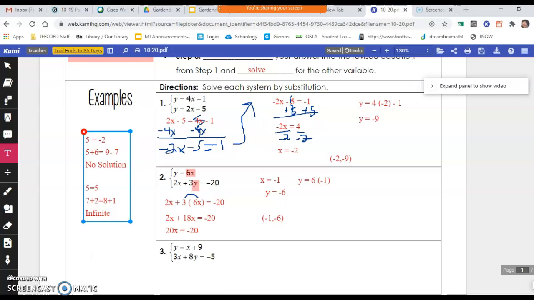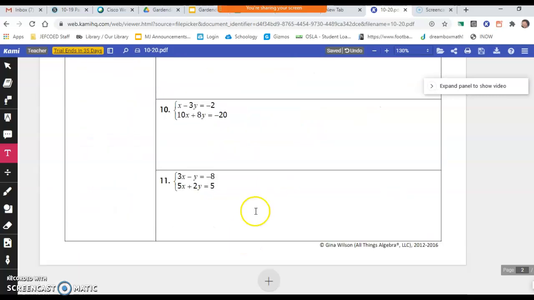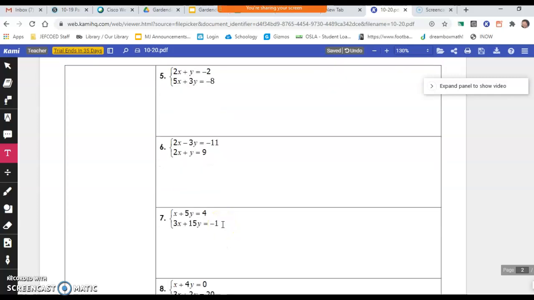Okay? Now, what you guys are going to do, you're going to complete 1 through 11. I want you guys to circle numbers. I think it's 7 and 9. Circle 7 and 9. Those will be something different besides one solution.